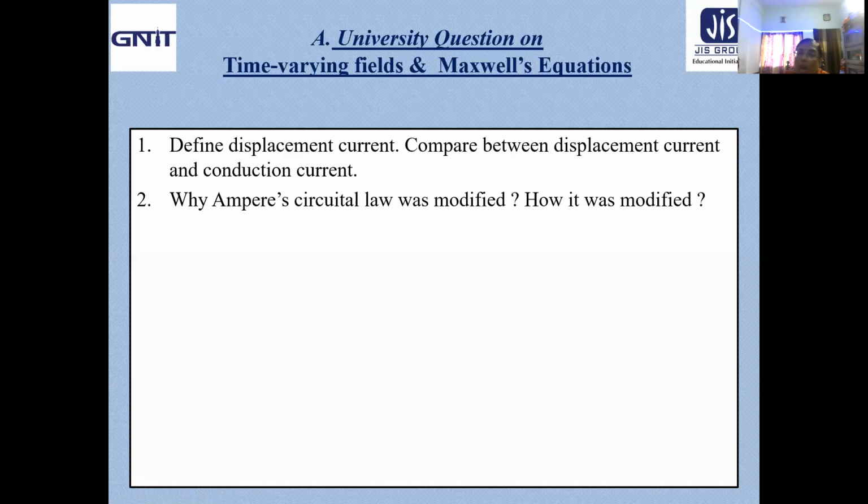Okay, so how it was modified, the different steps already done in the class, so you will definitely go for it. Conceptually I am discussing the questions, but the detailed calculations have already been done in the class, so definitely you will do that.